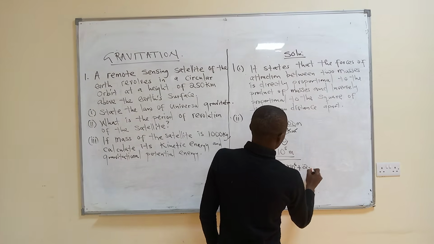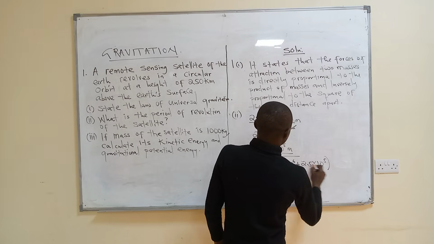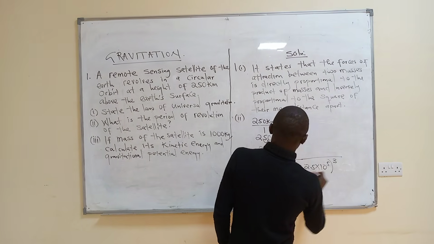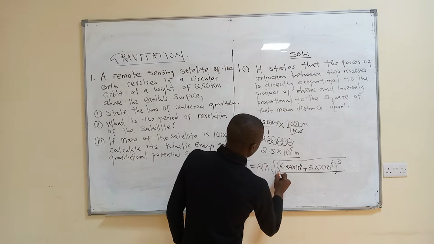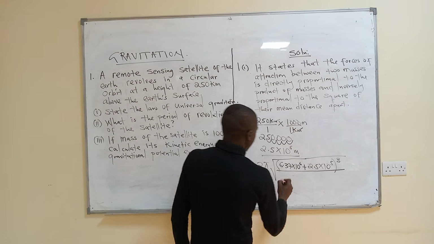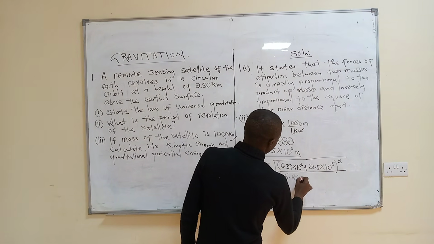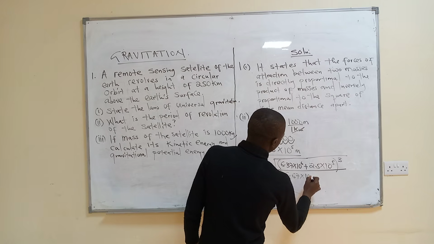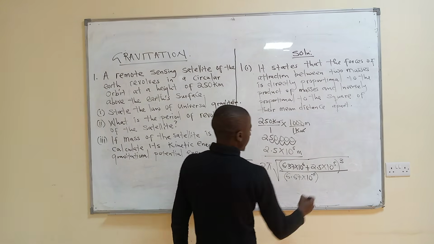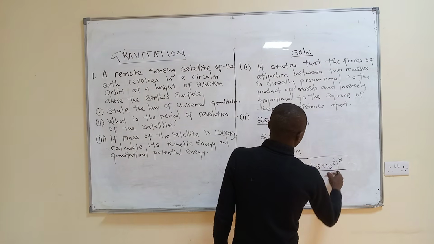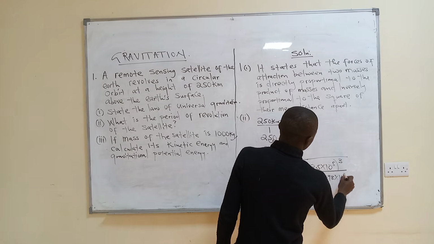That is 2.5 times 10 to the power 5, meters cubed, over what is the gravitational constant? 6.673 times 10 to the power negative 11. What about the mass of the earth? 5.98 times 10 to the power 24.